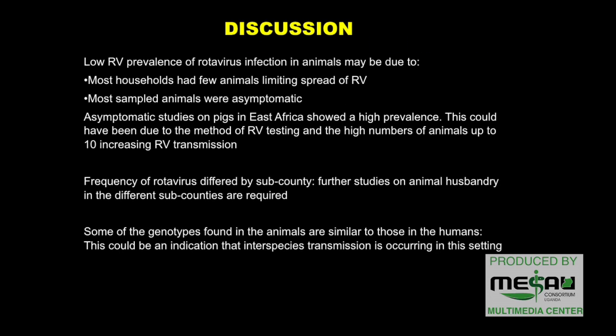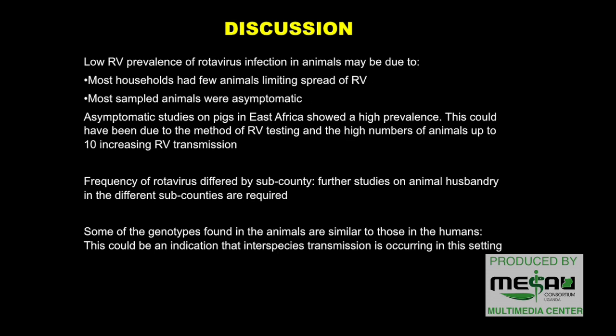What we notice in this study is that we found a low prevalence of rotavirus infection, and the reason for this may be explained by the few number of animals found in these households. Remember we said each household had 1 to 2 animals, so that limits the spread of rotavirus infection. Also, most of the animals we sampled did not have symptoms.